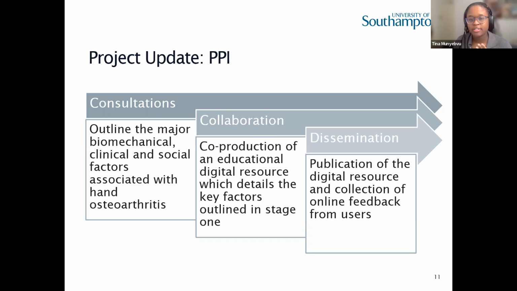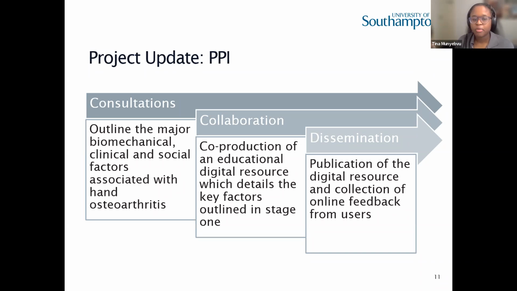And this has involved meetings with members of the public who are currently living with either clinically confirmed or suspected osteoarthritis in their hands. And these meetings have and will in the future outline major biomechanical, clinical, and social factors associated with hand osteoarthritis from a lived experience perspective. We also hope that this block of work can help us talk about the contributors' experience with public involvement, and this will be evaluated using standard logs and questionnaires.